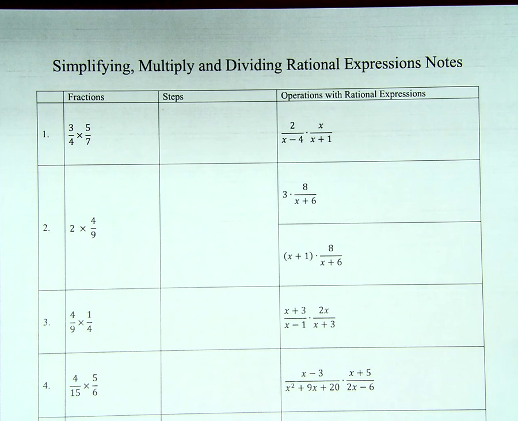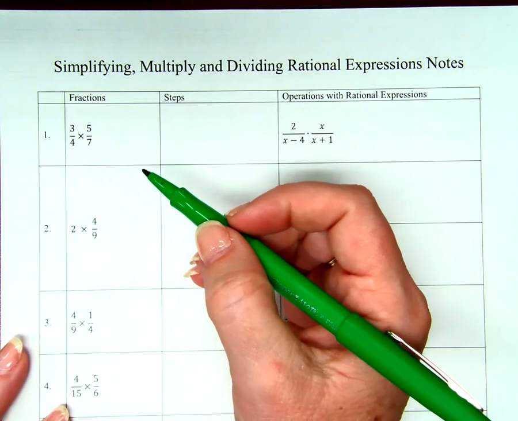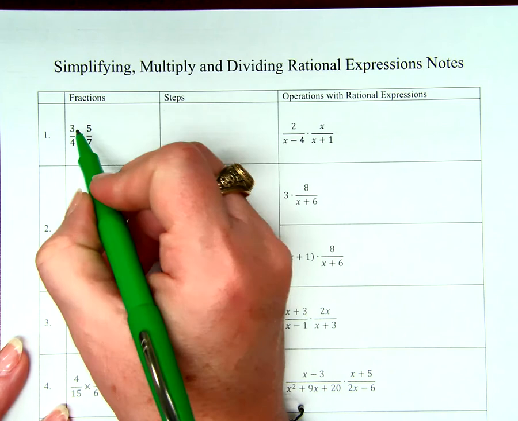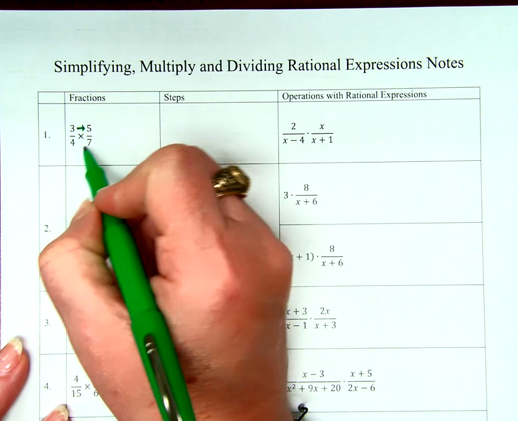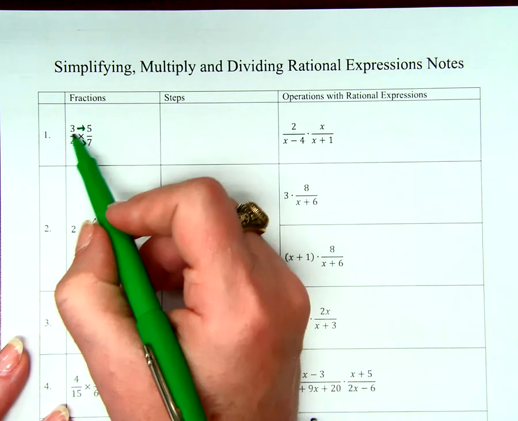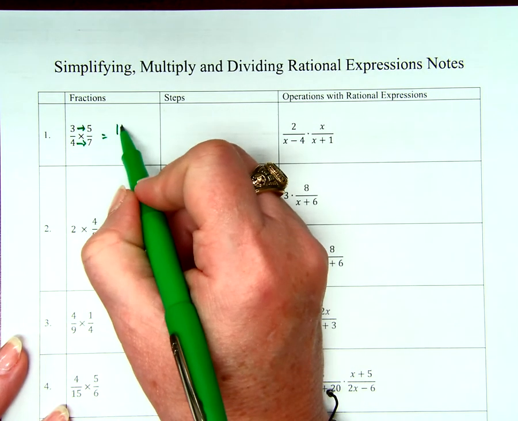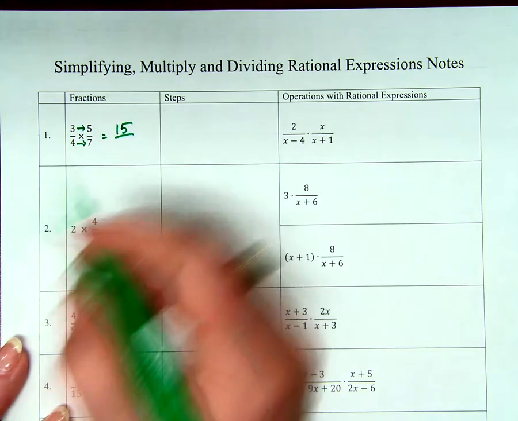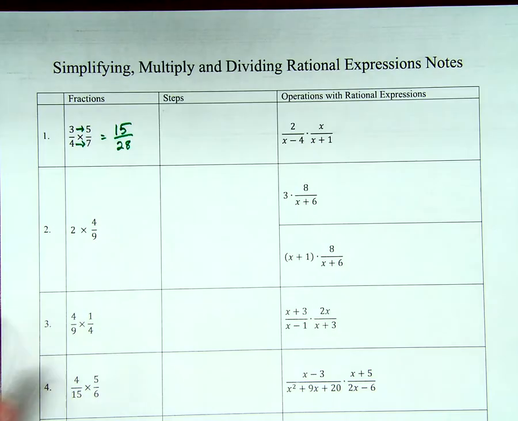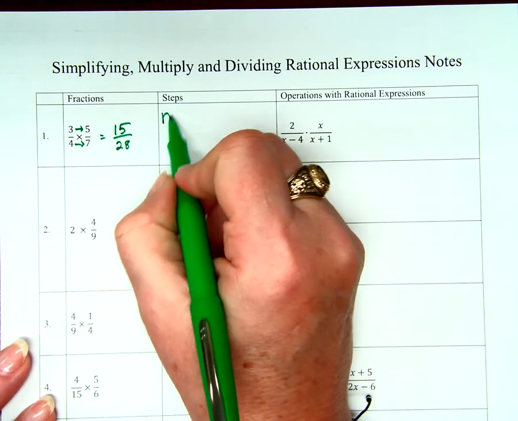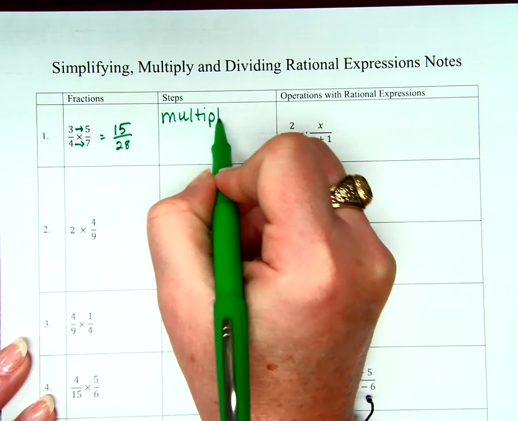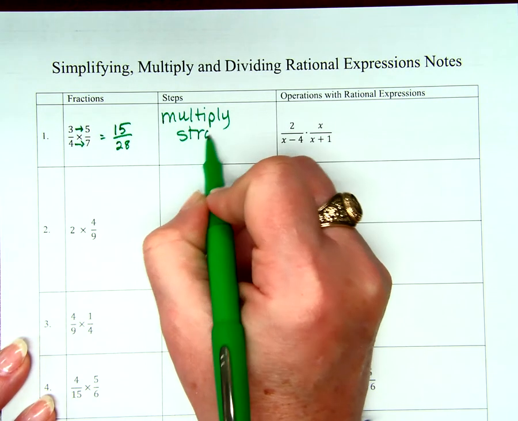How do you multiply fractions? Just straight across, right? Multiply straight across here and here, right? So 3 times 5 is what? 15, and 4 times 7 is 28. So what steps did we just take to do what we just did? Multiply straight across.